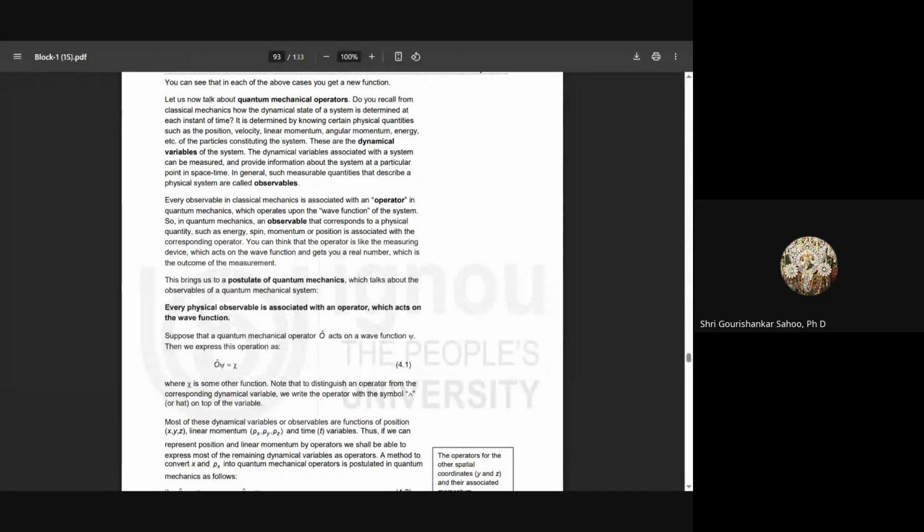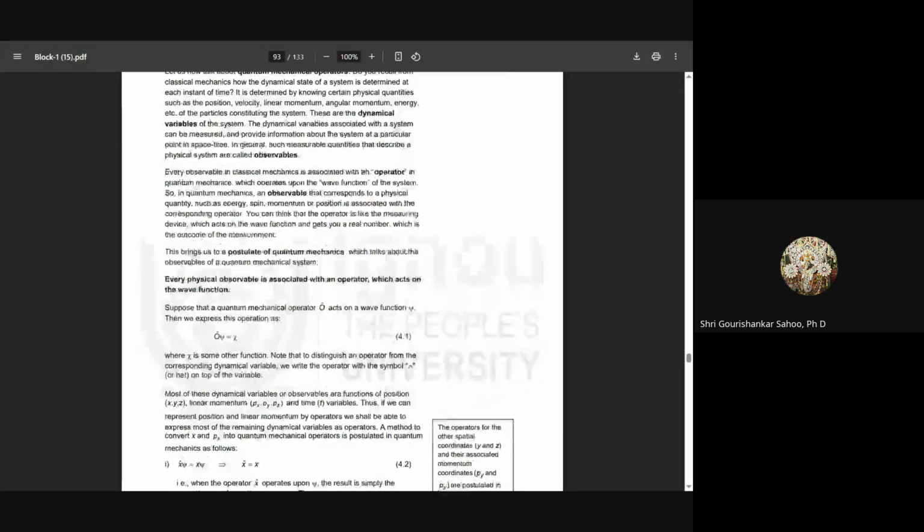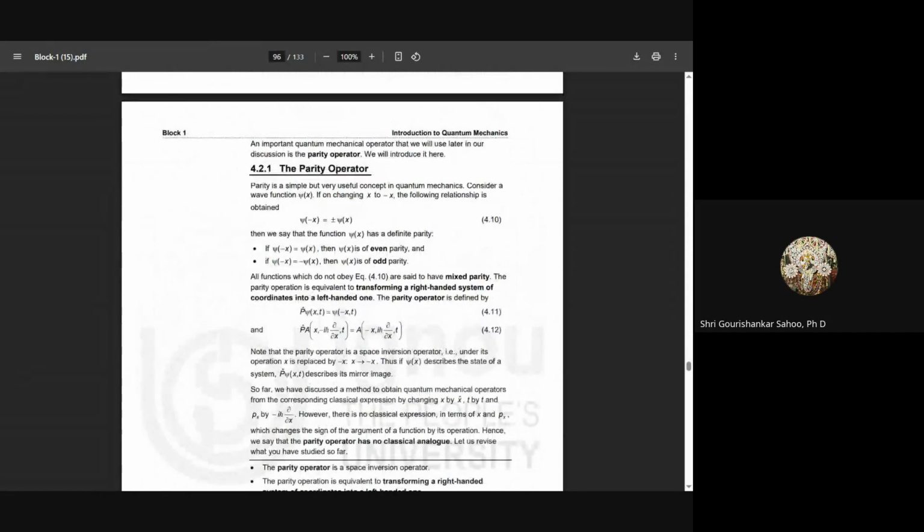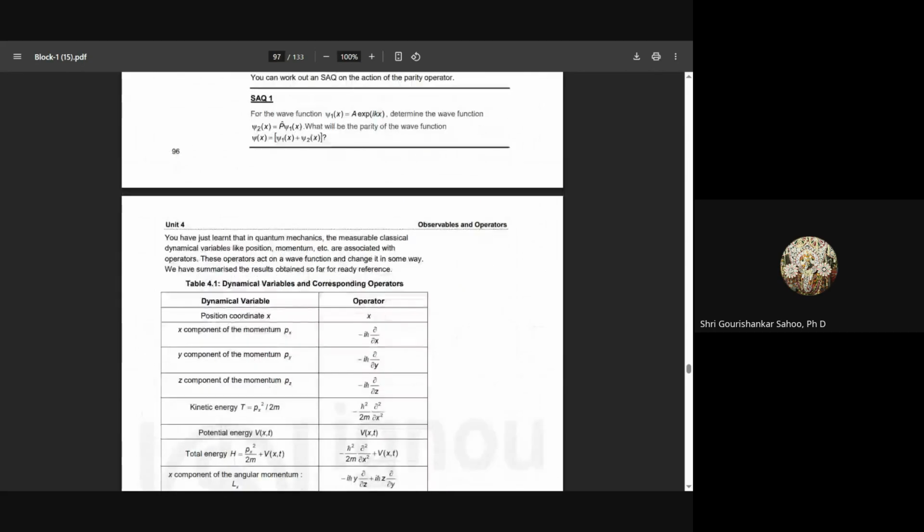In classical mechanics, every observable is associated with an operator in quantum mechanics, which operates upon the wave function of the system. So in quantum mechanics, an observable that corresponds to a physical quantity such as energy, spin, momentum, position is associated with the corresponding operator, which I have discussed earlier on. So there are postulates of quantum mechanics. Every physical observable is associated with an operator which acts on the wave function. And there is the parity operator: psi of minus x is equal to psi of x when psi(x) has even parity, and psi of minus x is equal to minus psi of x when psi(x) is of odd parity.